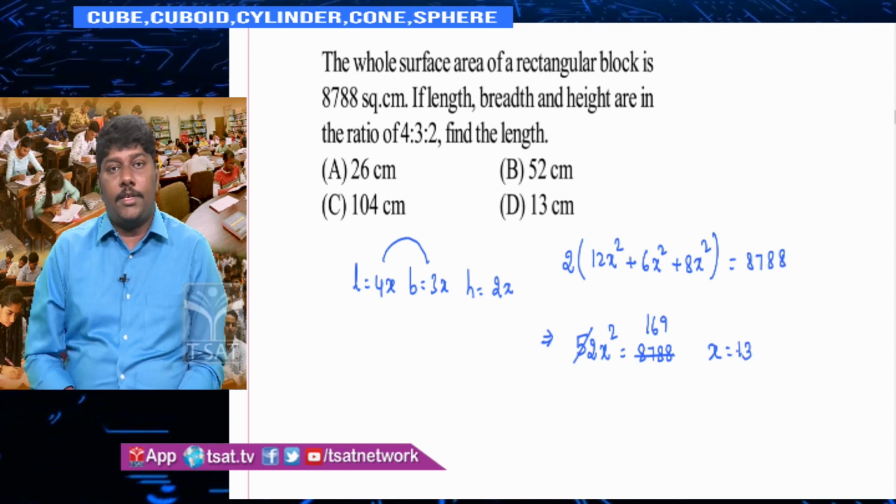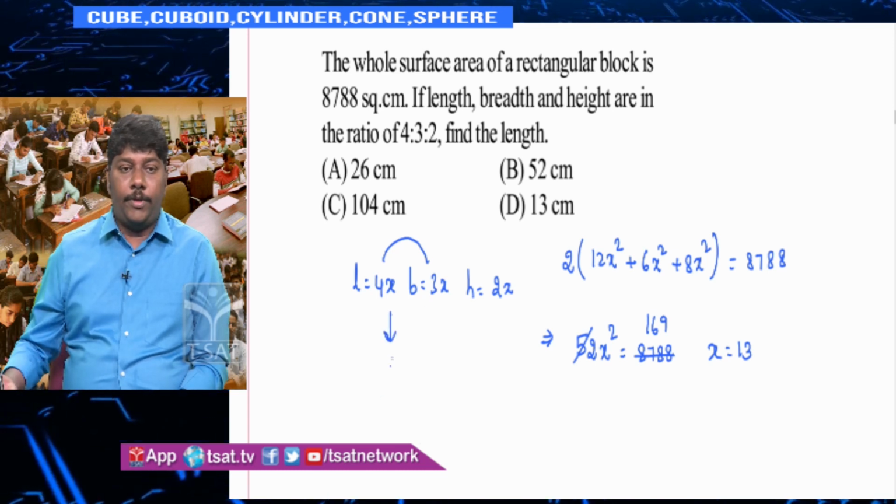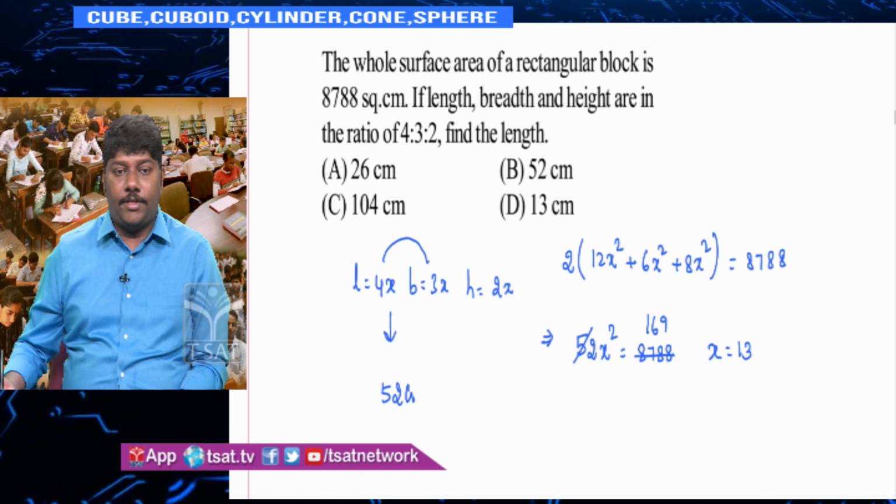If x is equal to 13, he is asking you the length of the rectangular box. Length is 4 into x. Therefore 4 into 13, it's 52 centimeters is the answer.